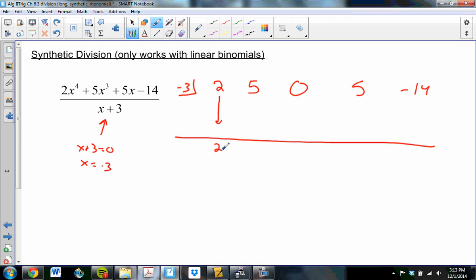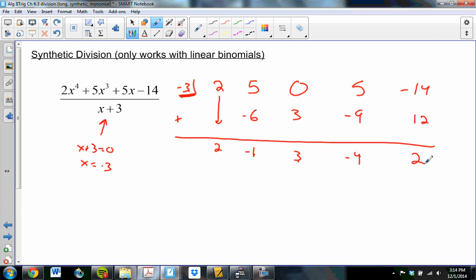And I do 2 times negative 3. 2 times negative 3 is negative 6, and that goes here. I add those up. 5 plus negative 6 is negative 1. Negative 3 times negative 1 is 3. I add those up. 0 plus 3 is 3. I multiply. Negative 3 times 3 is negative 9. I add. 5 plus negative 9 is negative 4. I multiply. Negative 3 times negative 4 is positive 12. I add. Negative 4 plus 12 is 8.